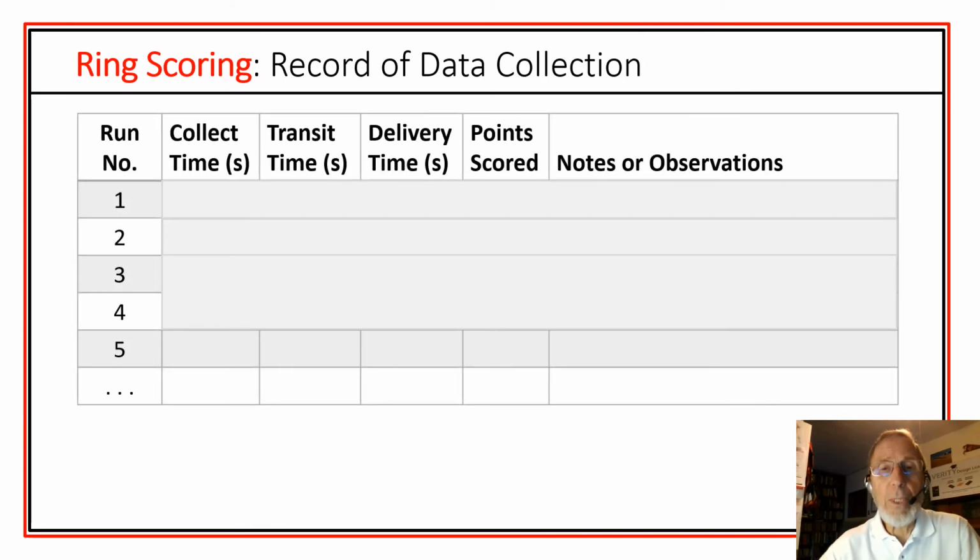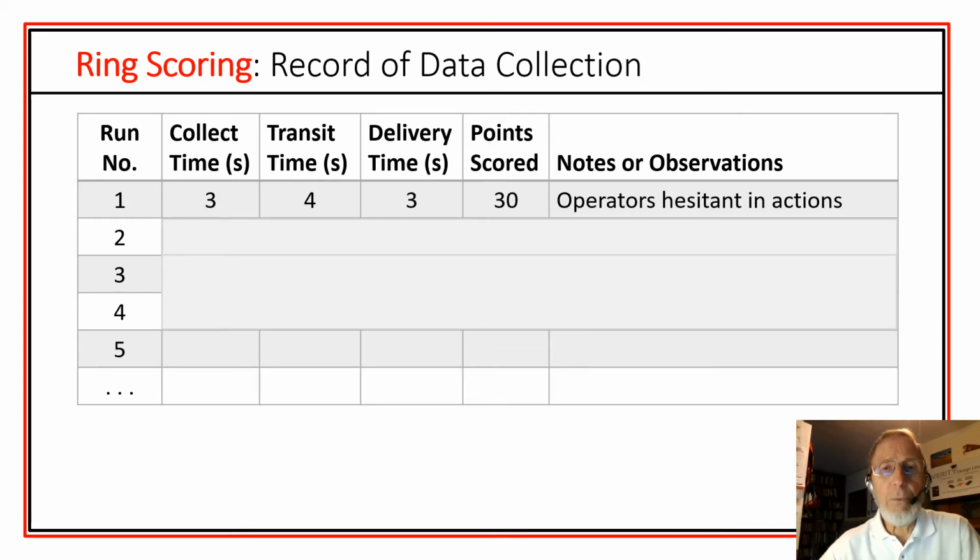All right, with that plan in mind, we're going to collect data. So we have a data sheet which has a place for the time for collecting, time for transit, time for delivery, points scored, and then notes or observations. And we'll do this for multiple runs.